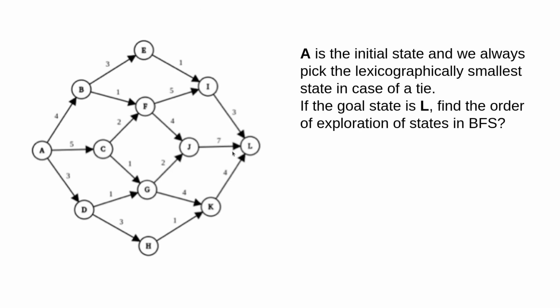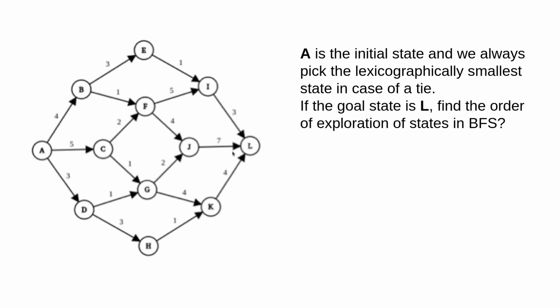So just match what I'm saying. We have A, then B, C, D, and as I said, we are doing the lexicographically smallest first. So we'll expand B first, then C, and then D, right? So we have A, B, C, D.